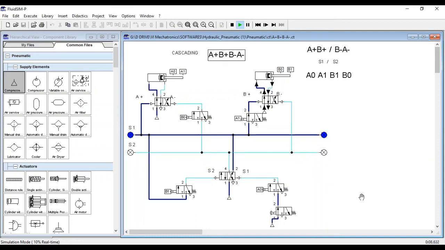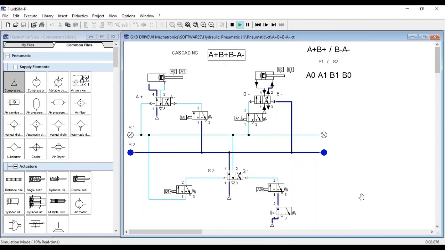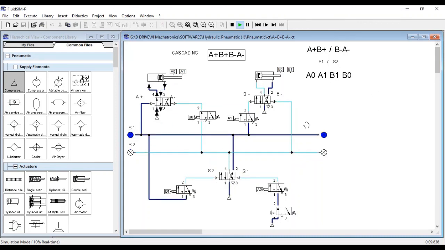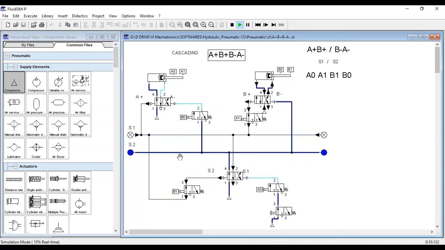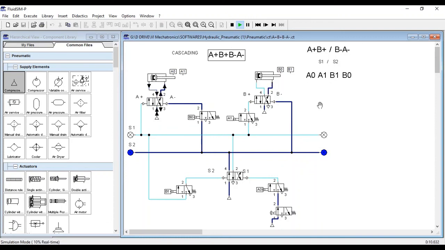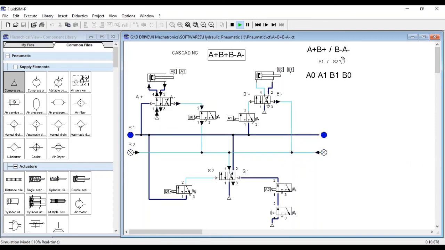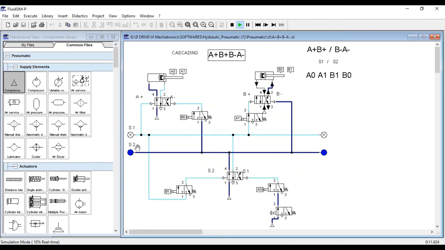So this is nothing but cascading. This logic can be continued for any number of cylinders. If there are three groups, then we have to make three supply lines, and accordingly switch over from 1 to 2 and 2 to 3. The same way, S1 is responsible for switching on S2, and when S2 is switched on, S1 should be switched off, so that no two pilot lines are actuated at the same time.